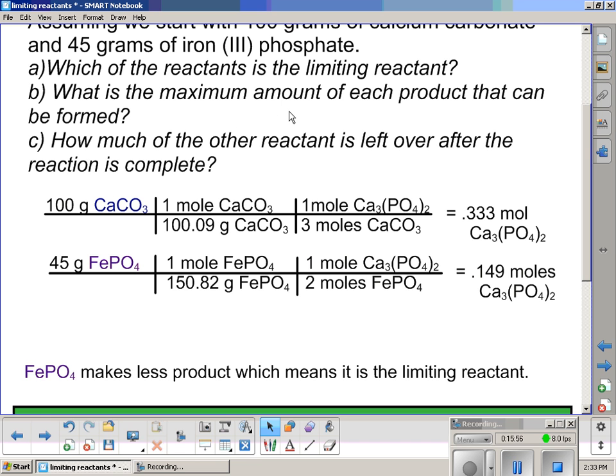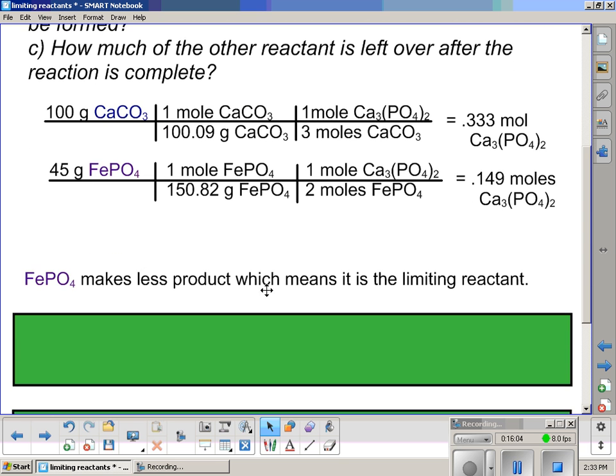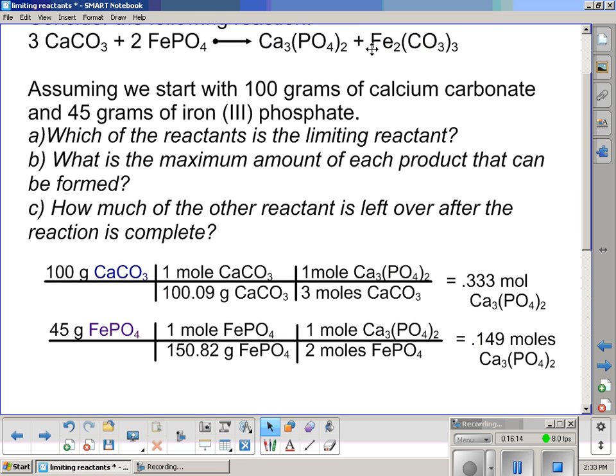Maximum amount of each product that can be formed. Well, we just found one of those, didn't we? 0.149 moles of calcium phosphate. To find the other one, you're going to go from this limiting reactant, the 45 grams, to the other product, which is iron carbonate.